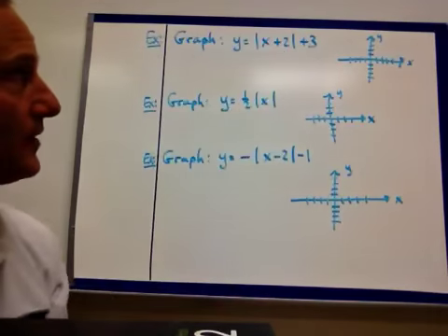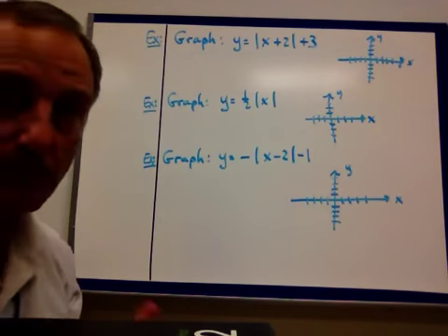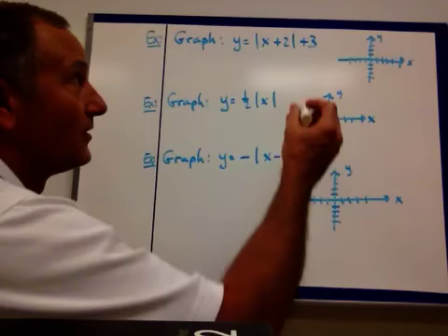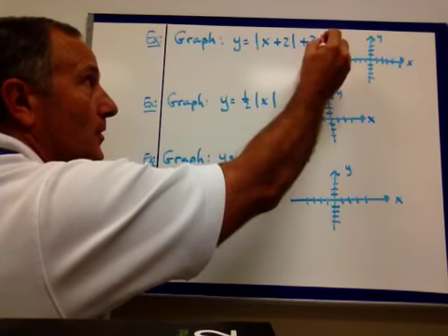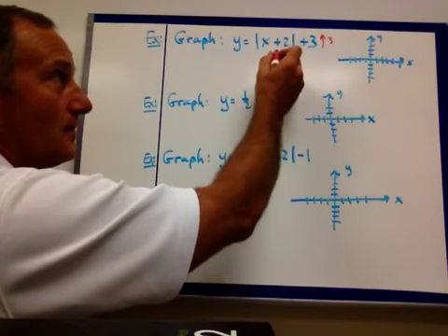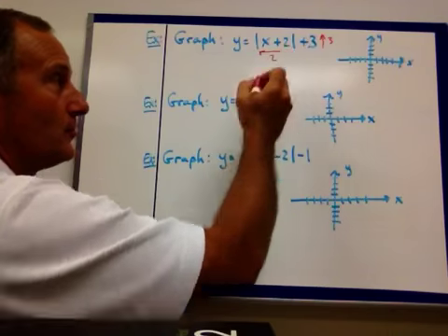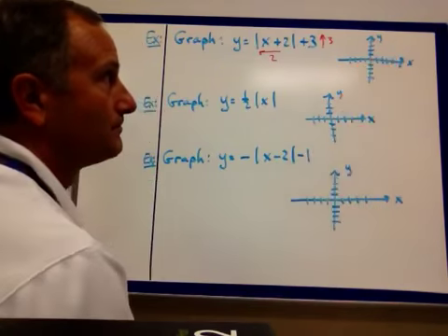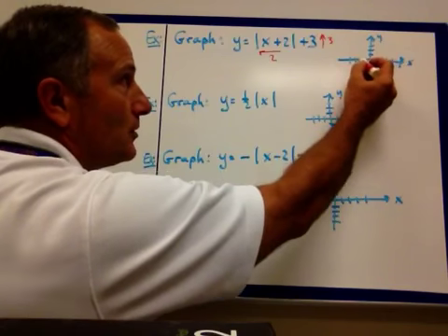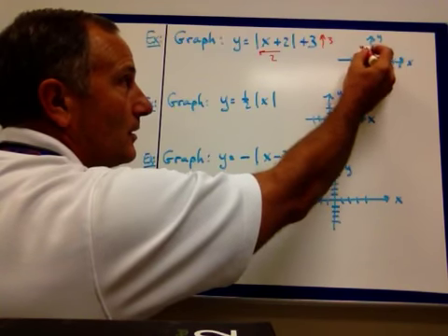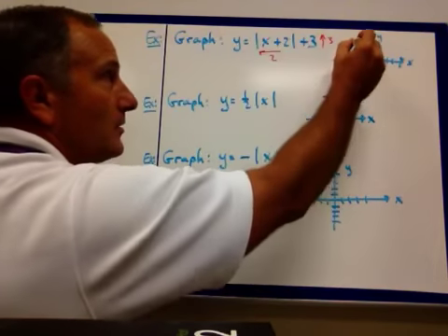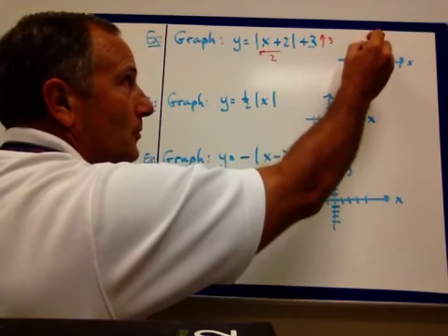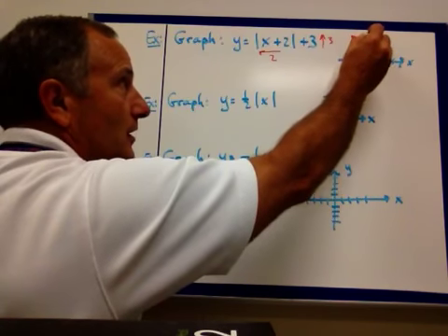Y equals the absolute value of x plus 2 plus 3. With what we just said, this tells us right here we're going to move up 3 places, and since it's plus, we're going to go to the left 2. All this starts right here at the origin. So from the origin, I'm going to go to the left, and I'm going to go up 3. I've got a positive 1 here, so that tells me that I'm going to open up. So I'm just going to draw my V right here.